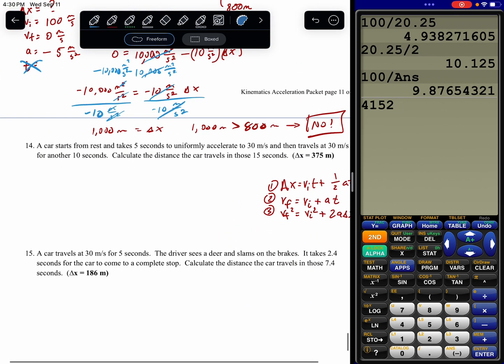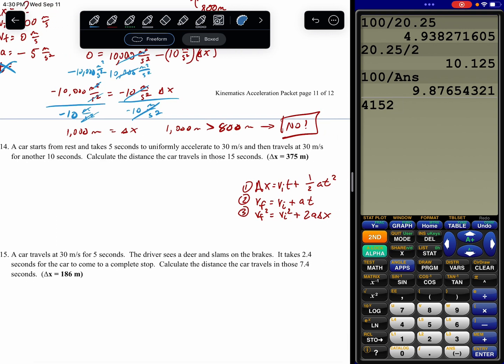Okay. A car starts from rest and takes 5 seconds to uniformly accelerate to 30 meters per second and then travels at 30 meters per second for another 10 seconds. Calculate the distance the car travels in those 15 seconds. Okay, so I gave you a little bit of an interesting question here. 15 seconds is the combination of traveling at 30 meters per second and the 5 seconds it took to uniformly accelerate. So this is a 2-part problem.